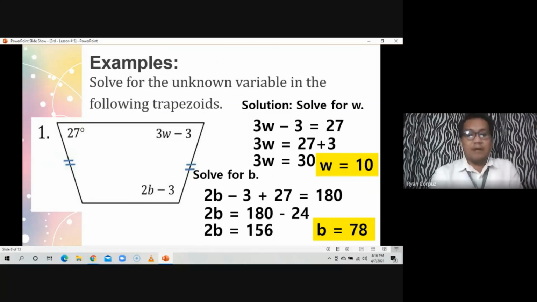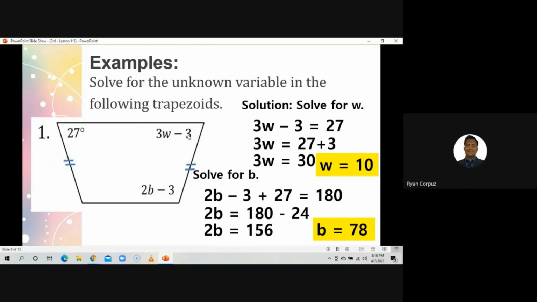So tingnan natin kung tama. 2 times 78, that would be 156. Minus 3, that is 153. Plus 27, that would be 180. So tingnan natin kung tama naman yung W. 3 times W, that would be 30 minus 3, that would be 27. So they are congruent in measure. So, ibig sabihin na satisfy natin yung properties of that given isosceles trapezoid.